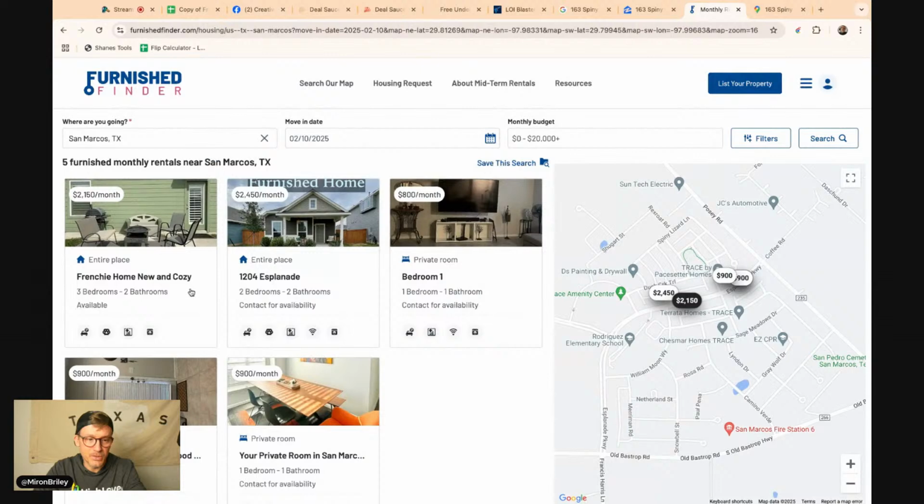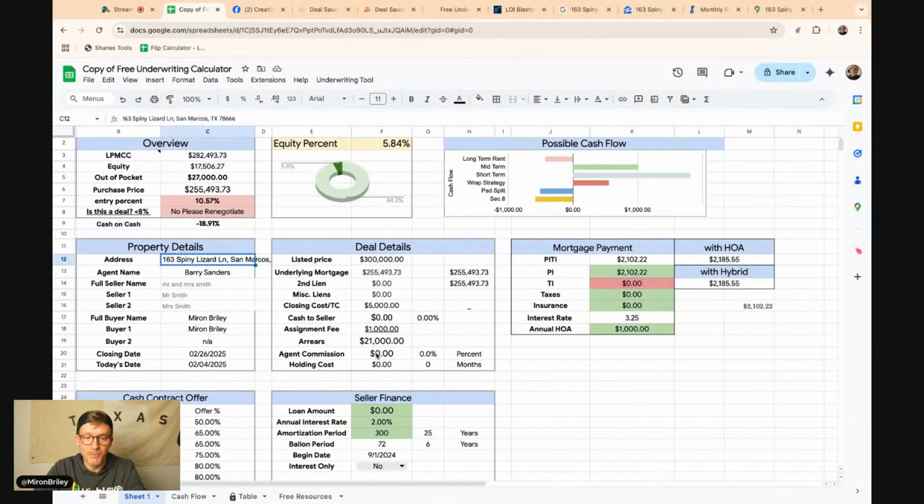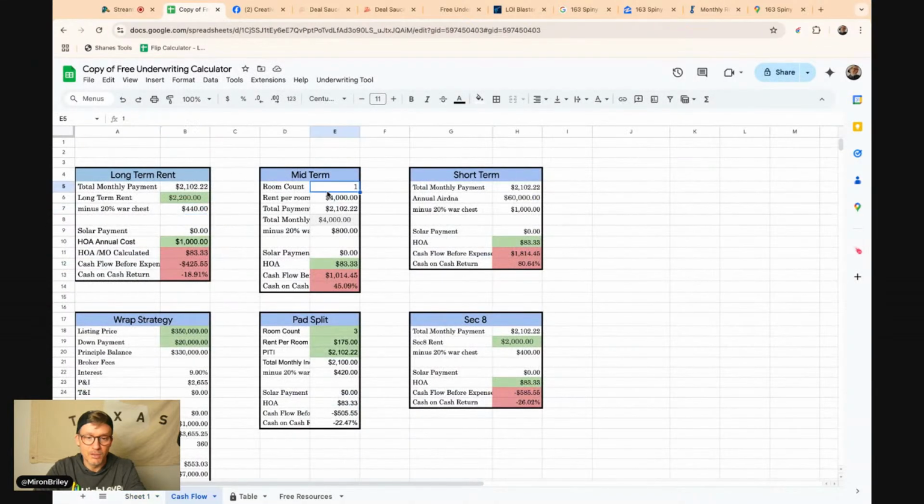So if I could do a 3-2 for like 2,200 or a bedroom for 800. A bedroom for 800 sounds a little bit better. Let's do both. So go over here to cash flow. So let's say I have 3 bedrooms and let's do 800 per room. You know, maybe I'll get $1,000 for the one that has its own bathroom.